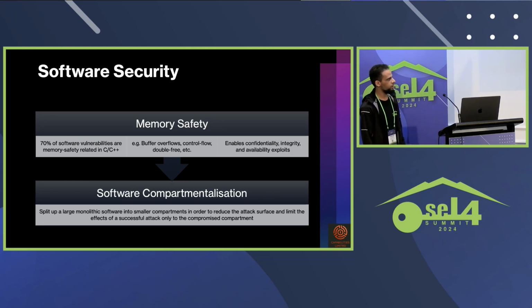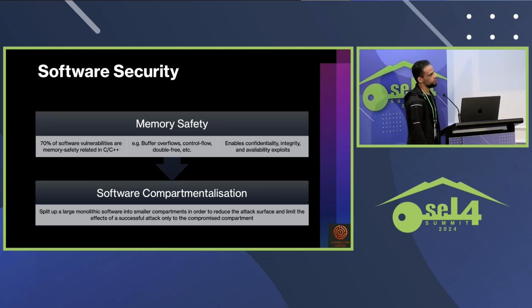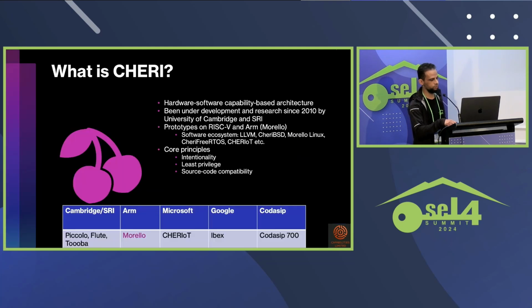On the other hand, another software protection mechanism is software compartmentalization. This basically means we can take a monolithic software system or project and split it up into smaller compartments. If one compartment gets compromised or is malicious, it doesn't affect the rest of the system. This assumes 0-day vulnerabilities, and it's dynamic when it comes to security. And this is what CHERI is trying to offer: memory safety and software compartmentalization.